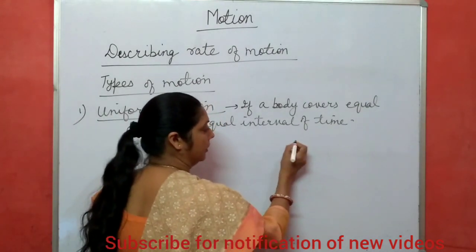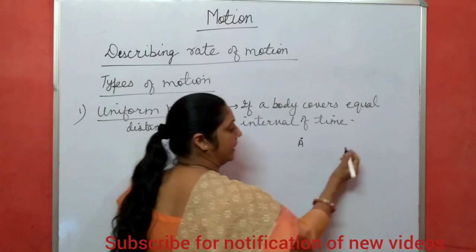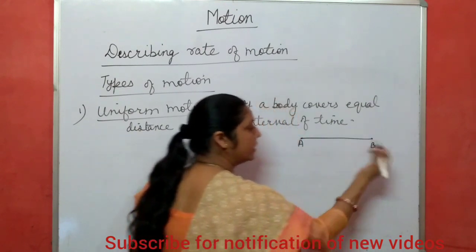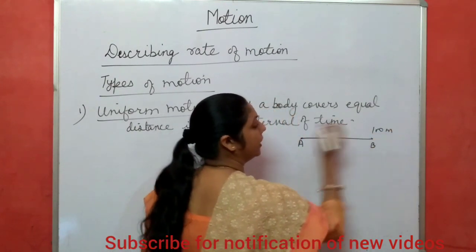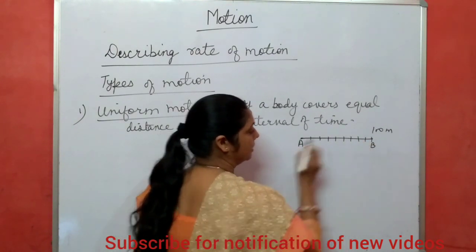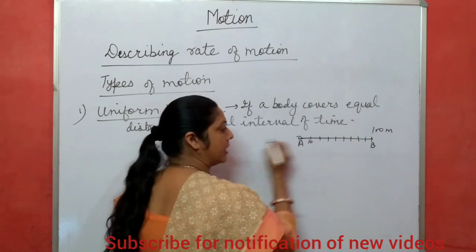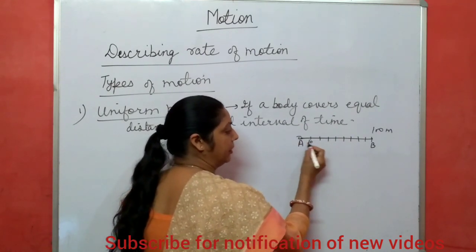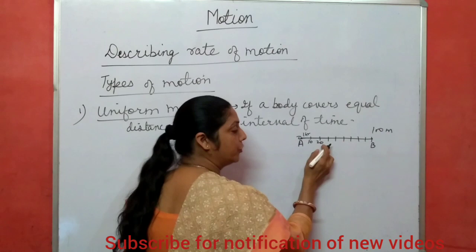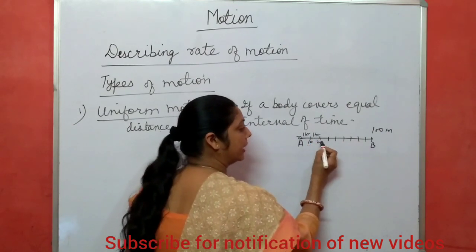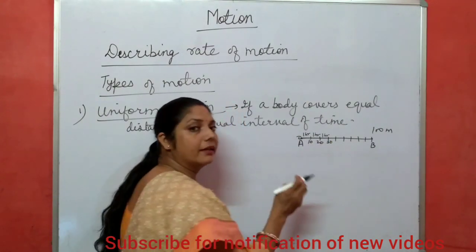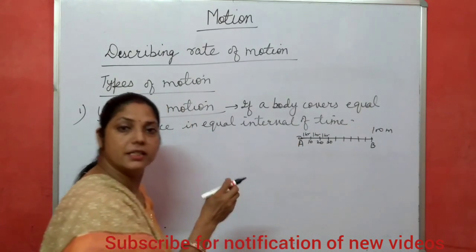Suppose your home is situated at point A and school is situated at point B, and the distance between home and school is suppose 100 meter. And you divide this 100 meter into 10 meter parts. Starting from point A, if a body covers first 10 meter in 1 hour, next 10 meter from 10 to 20 in again 1 hour, again 20 to 30 in 1 hour, it means a body covers equal distance in equal interval of time. So motion of the body is uniform.